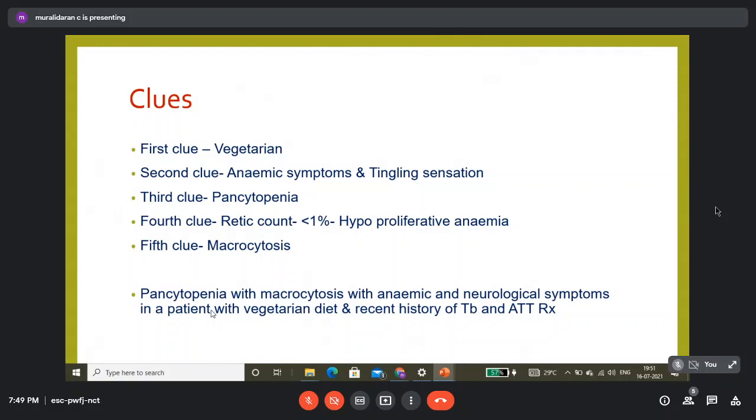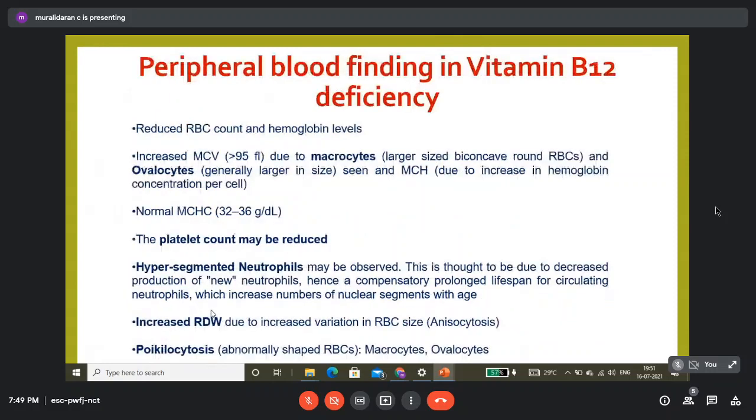And in the picture we have macrocytosis, which is more than 110 femtoliter. To put everything together, this is an elderly female vegetarian patient with pancytopenia, with macrocytosis, presenting with neurological symptoms, and who had a recent history of tuberculosis and also received ATT. So everything fits into the features of vitamin B12 deficiency.